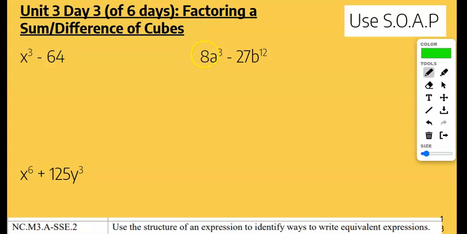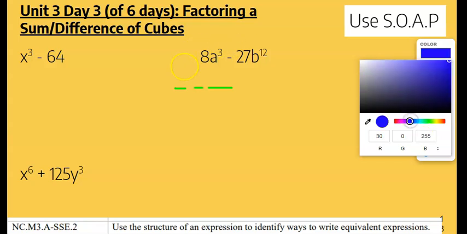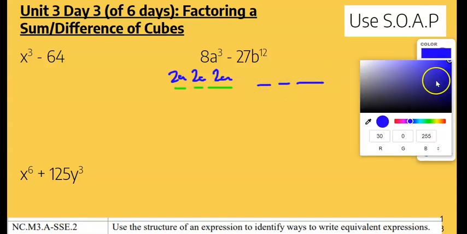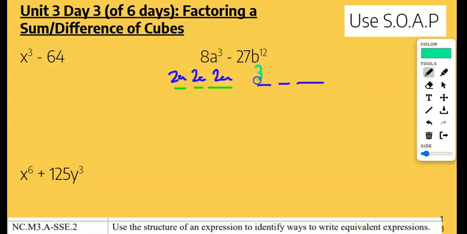So anyways, one more: 8a to the third and 27b to the 12th. So breaking down 8a to the third, that would be 2a, 2a, and 2a. Breaking down 27b to the 12th, hopefully you know that would be 3b to something. I'm not going to finish that yet. 3b and 3b. But what power would it be to make 12? Well, that would have to be 4, 4, and 4 to make 12. Remember, when you're multiplying, the exponents just add up.